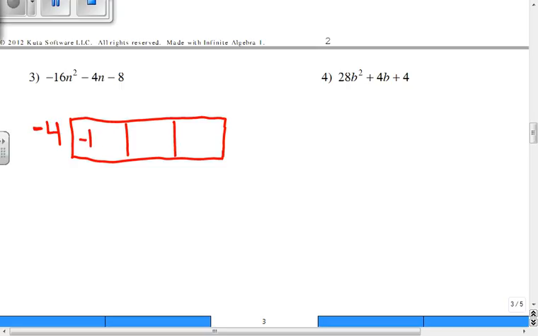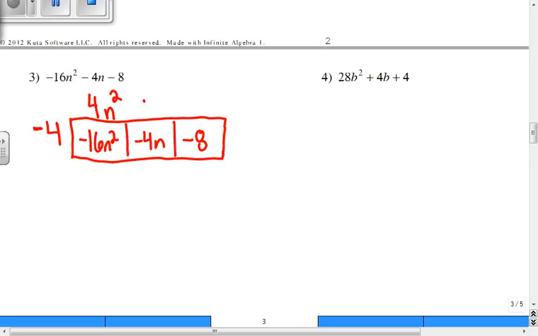So I have negative 16n squared, negative 4n, negative 8. So I ask myself, negative 4 times what is negative 16n squared? Well, negative, we got that taken care of with this negative right here. 4 times 4 is 16, and I need the n squared. So double check. 4n squared times negative 4 would give me negative 16n squared. Okay, negative 4.